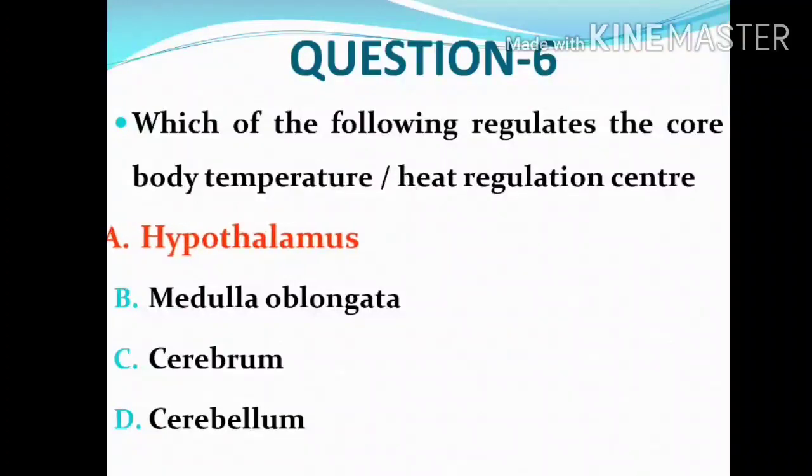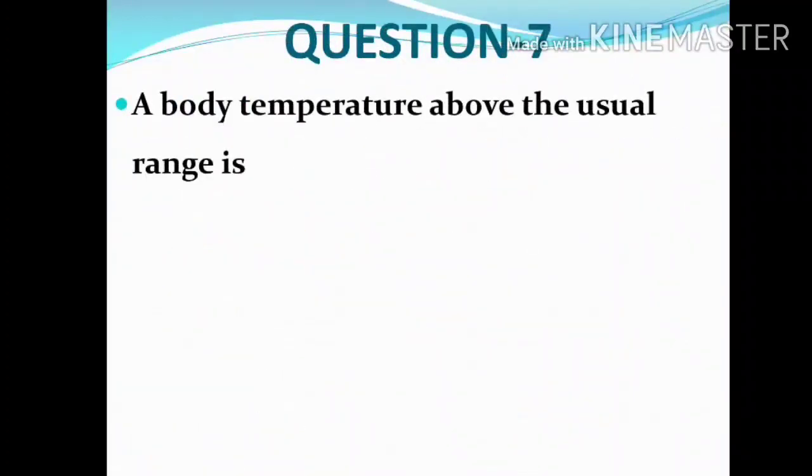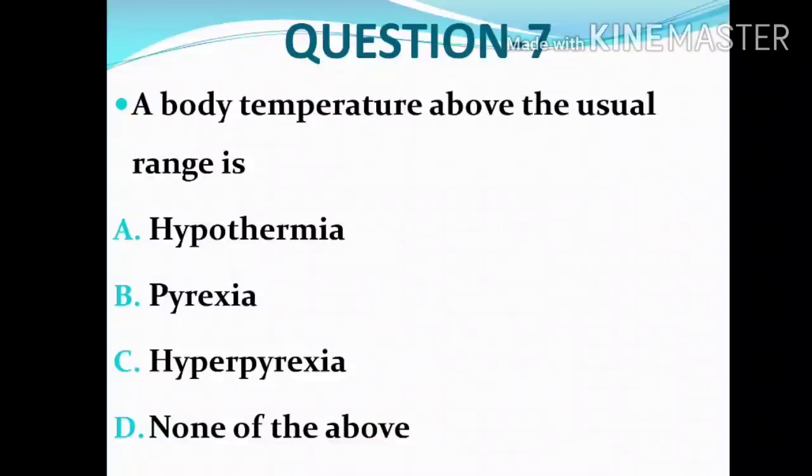Next, seventh question. A body temperature above the usual range is. Options: hypothermia, pyrexia, hyperpyrexia, none of the above. Here the answer is pyrexia. Yes, pyrexia is abnormal rise in temperature above the normal range.